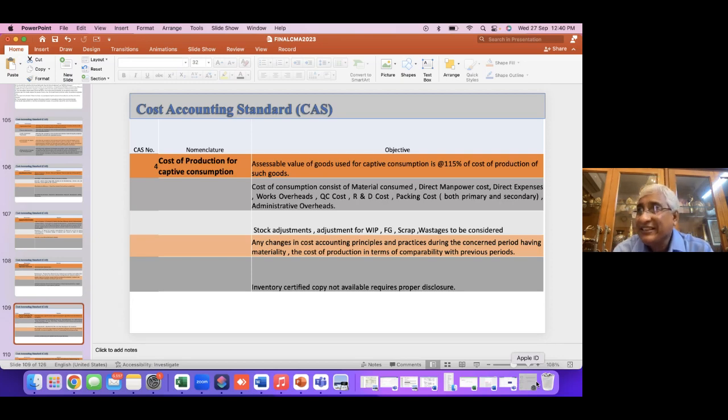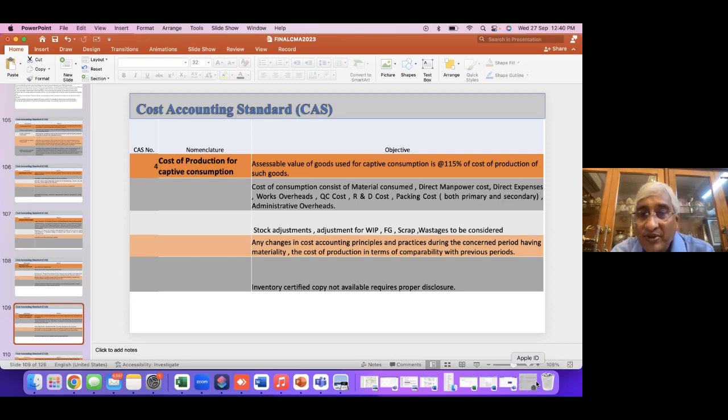Captive consumption, this is another area. Many organizations having facilities sell the produce as well as use a part of it for captive consumption. Here again, the assessable value of goods, the old excise rule and the present GST rule, has to be applied. Stock adjustments: adjustment for WIP, FG, scrap, wastages has to be made. And any changes in cost accounting principles and practices, because if you change the principle, then valuation will be impacted. That is why this is important.